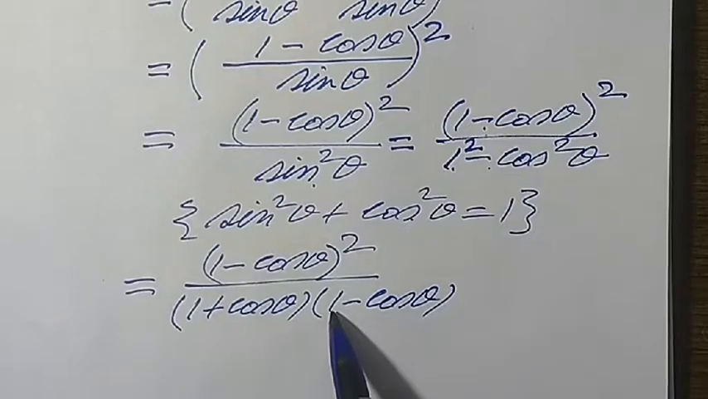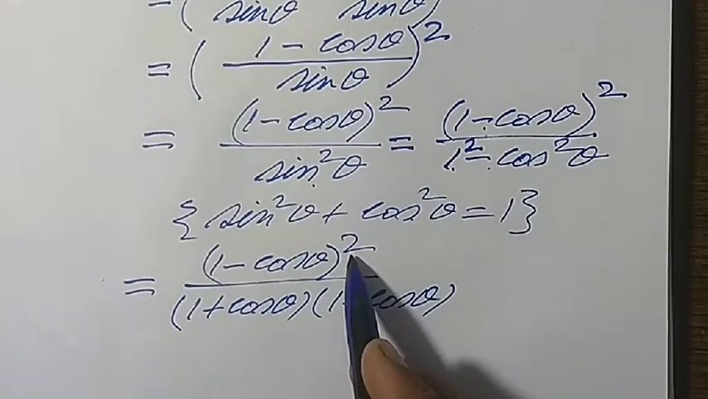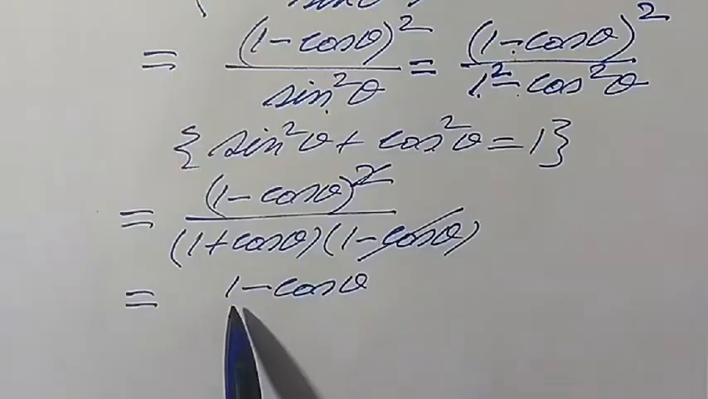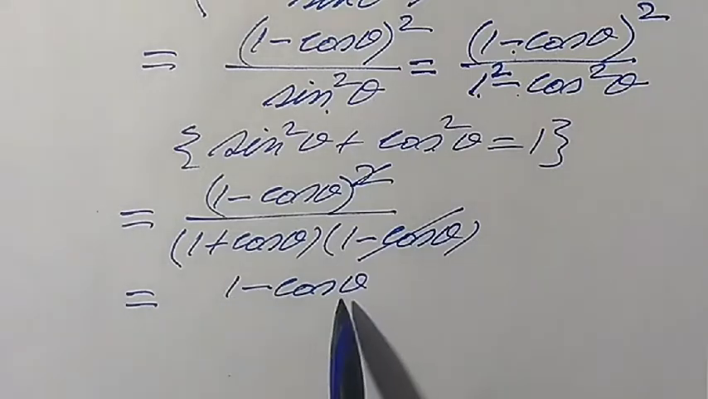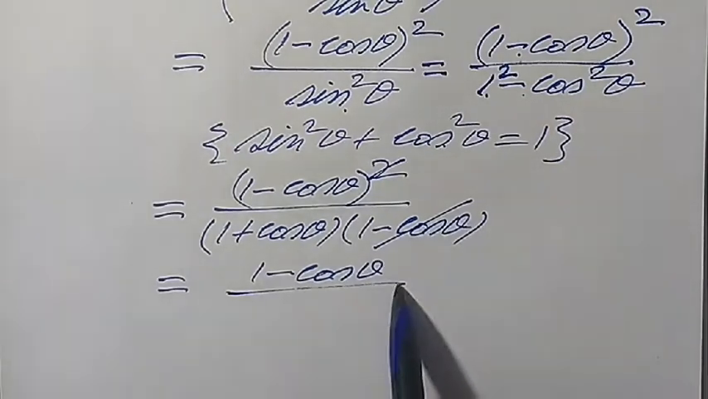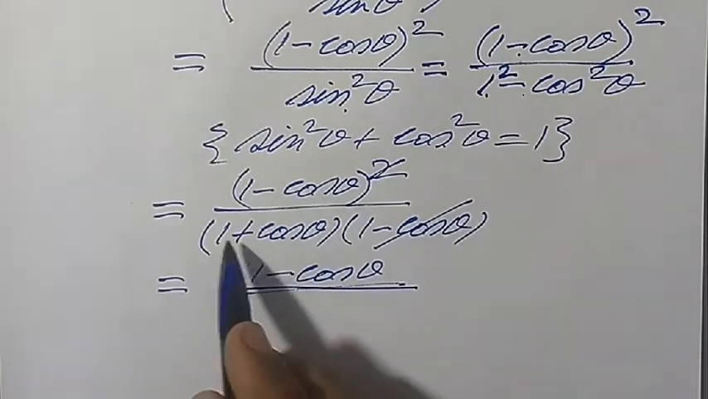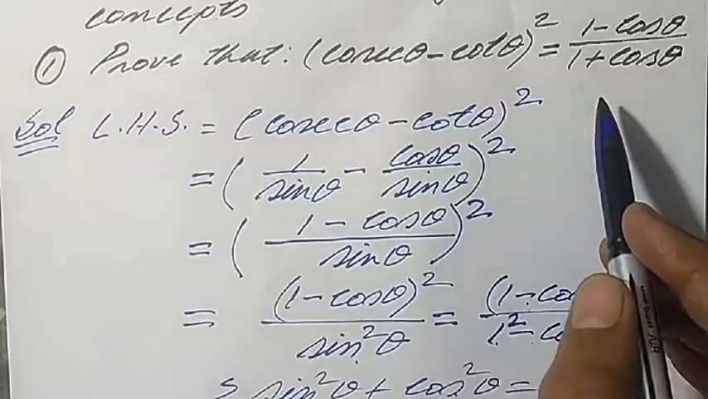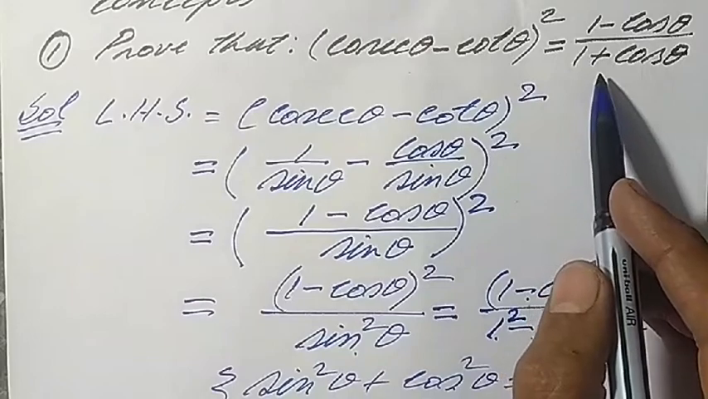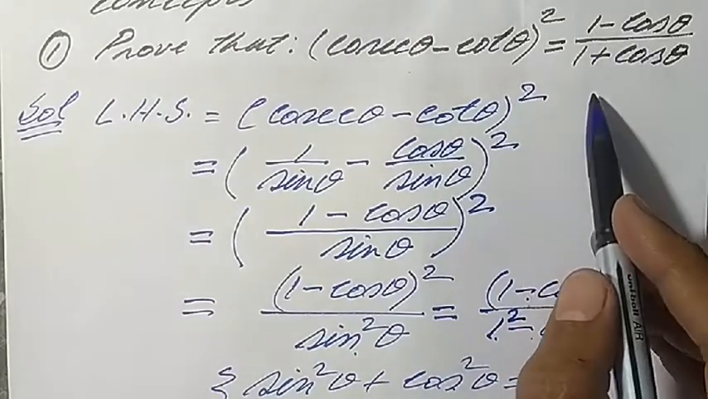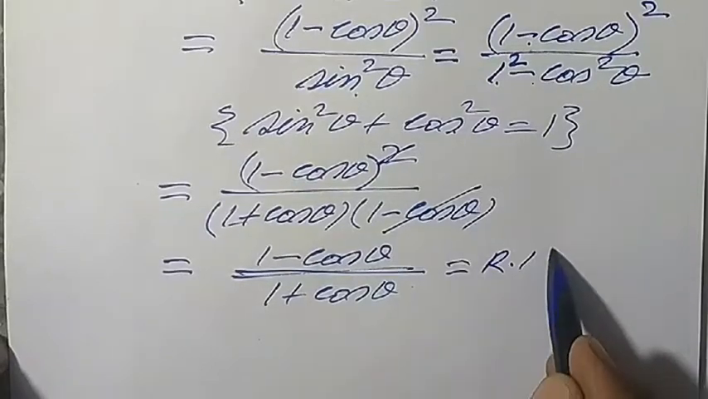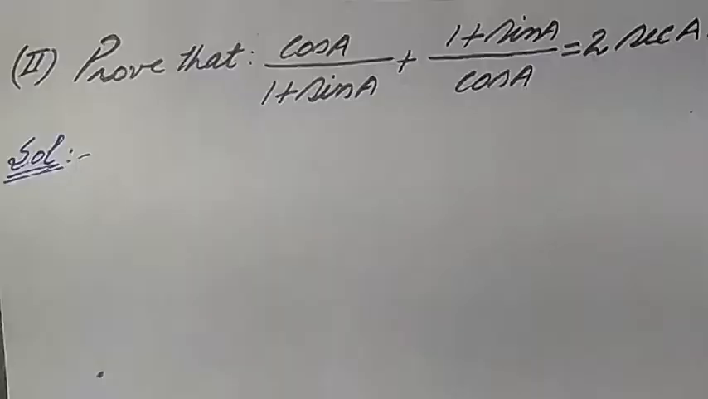Now here this bracket (1 minus cos theta) will cancel 1 power of (1 minus cos theta) in the numerator. So we get 1 minus cos theta in the numerator, and in denominator 1 plus cos theta, which is exactly equal to right hand side of the expression to be proved, that is (1 minus cos theta) upon (1 plus cos theta). So this is equal to right hand side and hence proved.